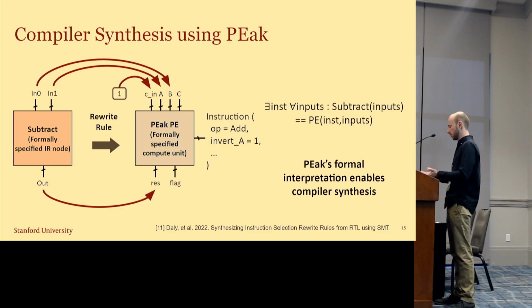We can create an SMT query that says there exists some instruction such that for all inputs, the output of subtract and the output of the PE are equivalent. If we do this for every single IR node that we care about, we then can combine that with an instruction selection algorithm in order to create or synthesize this compiler for whatever architecture we want.